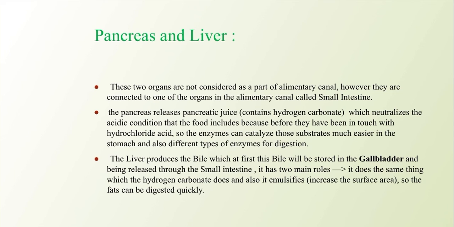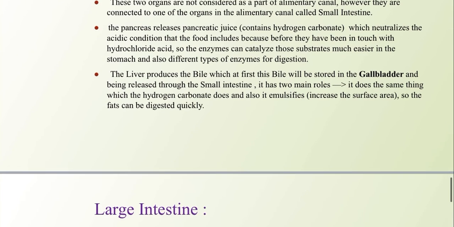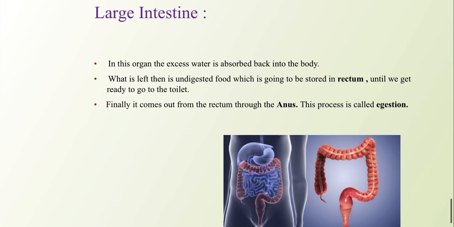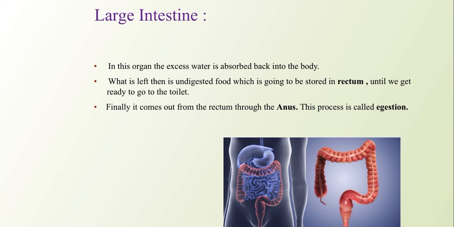The second main role of bile is the process of emulsification. It emulsifies, which means that it increases the surface area, so the fats can be digested quickly and much more easily. Now the last main part, the large intestine. While the chyme enters the large intestine, let's notice that all the enzymes were used before. So in this case, the large intestine is not going to do much with the process of digestion.